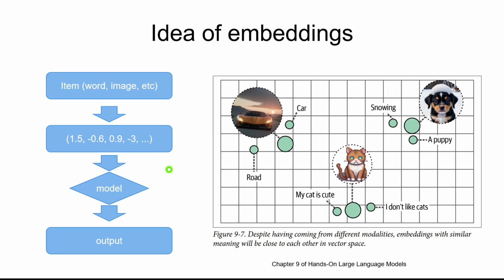The second thing is by using the embedding, the similar items can be projected to the same regions in the embedding space. For example, here we have the word road, car, and also an image of a car. So with the embeddings, we can see that they are projected to similar regions in the embedding space. So that's the second idea for embeddings.